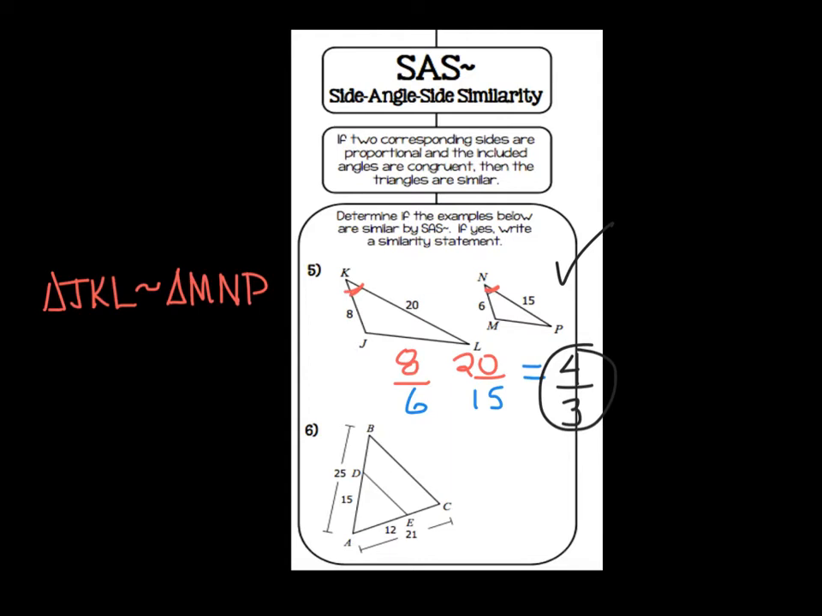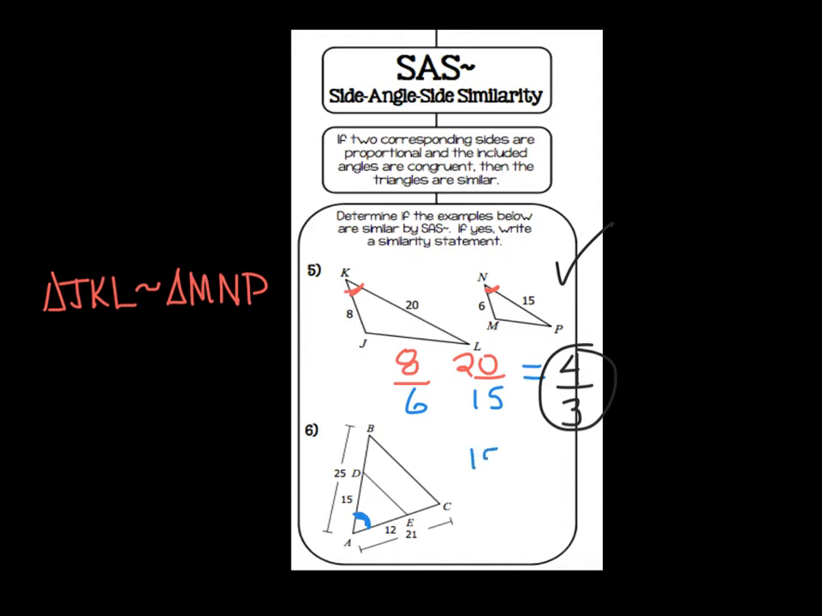So let's take a look and see. Well, first of all, the angle here in the small triangle matches the angle in the large triangle because it's the same. So we may be able to get side angle side, but we need to make sure that the sides are proportionate. So let's look at the little triangle.